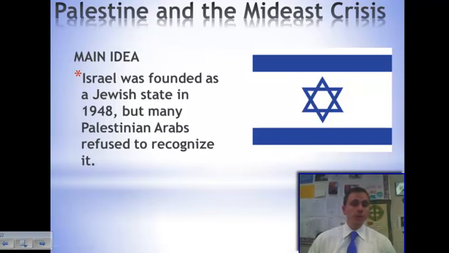Okay, the first main idea. Israel was founded as a Jewish state in 1948. But from that time to this day, a lot of Palestinian Arabs refuse to recognize it. They assume that it doesn't even exist. Others that are more moderate know that it's there, know that it has political legitimacy, but how do we create a Palestinian state and all that goes with that? And that's really where we're at with the conflict today.